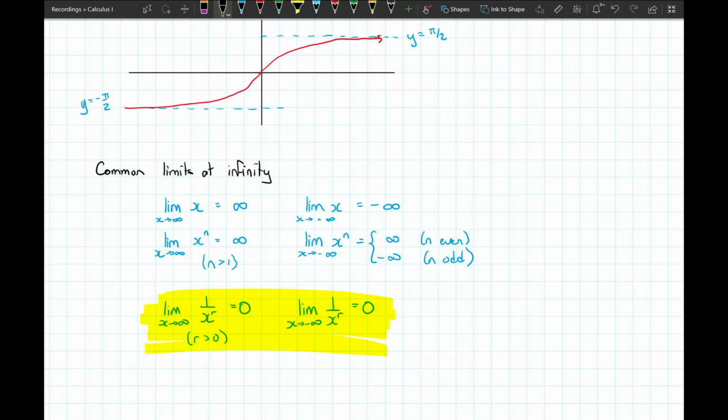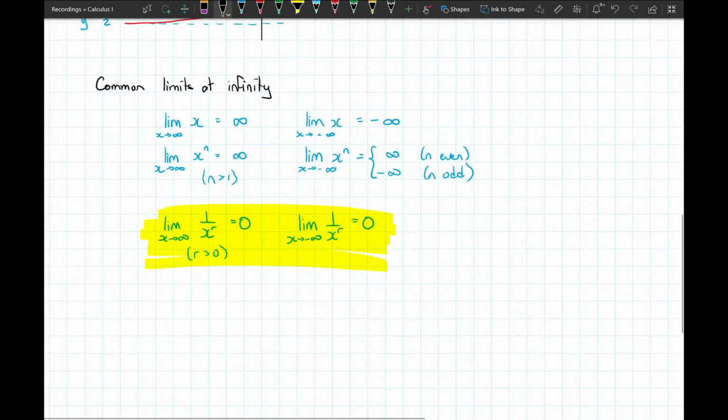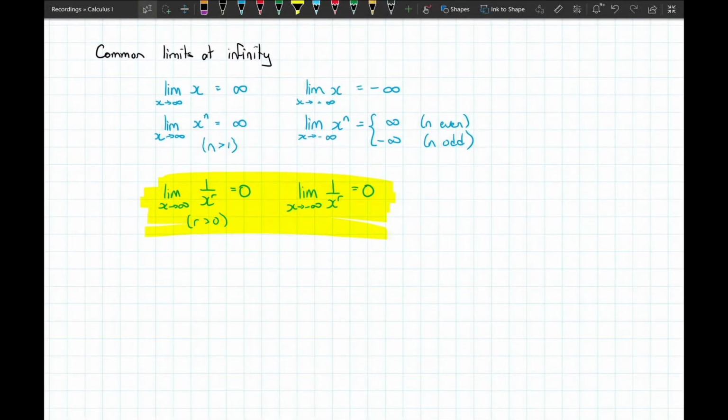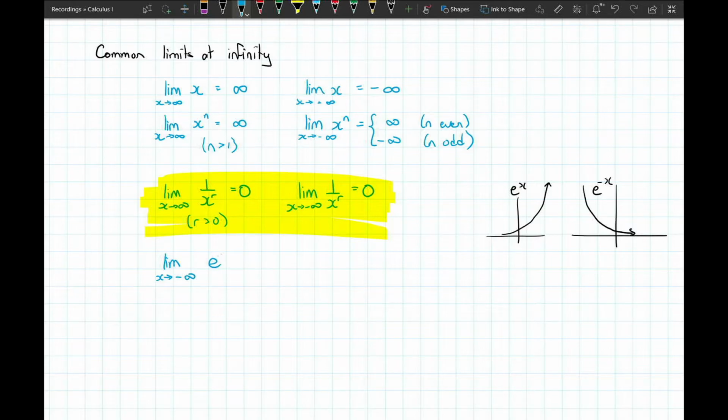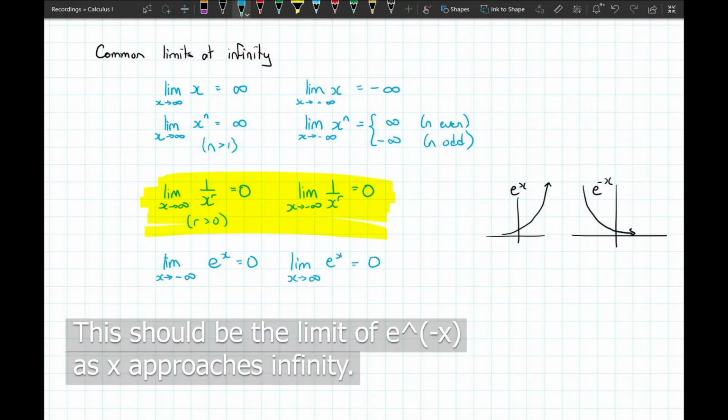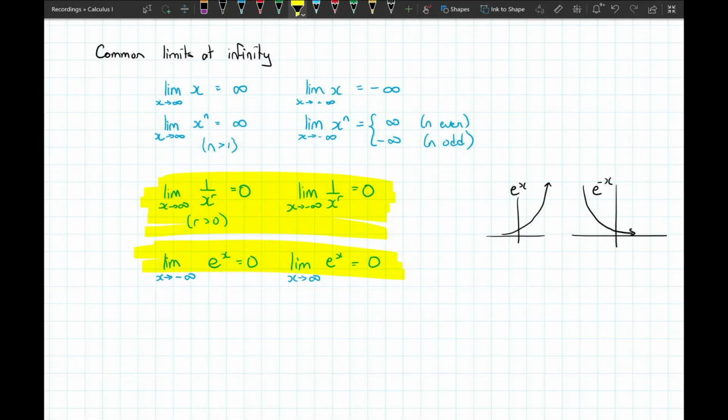And now another common limit at infinity is using the exponential function. If you remember the exponential function, e to the power x has exponential growth. And if we have e to the negative x, we have exponential decay. In either case, there is a nice horizontal asymptote that we can use. So to add to this list, the limit as x approaches negative infinity of e to the x is equal to 0, and the limit as x approaches positive infinity of e to the negative x is also 0. And that's another useful tool that we can use when expressions involving exponentials show up.